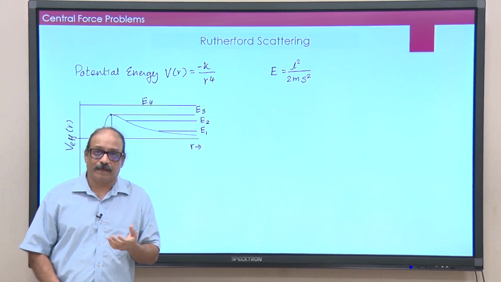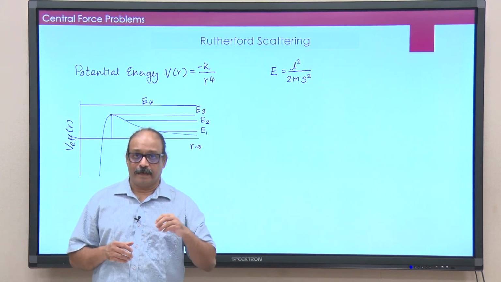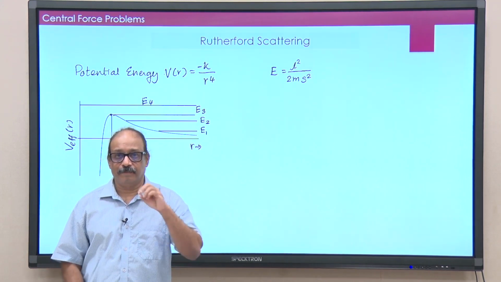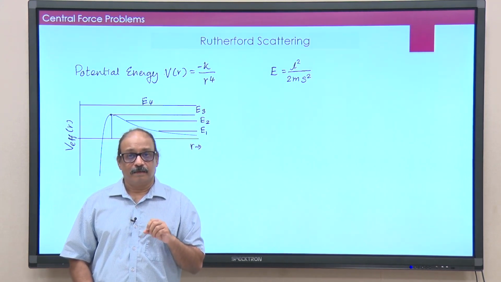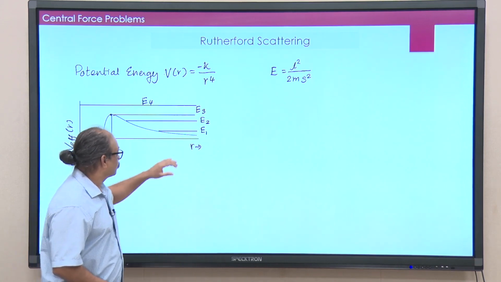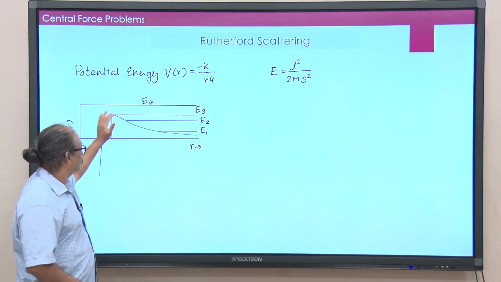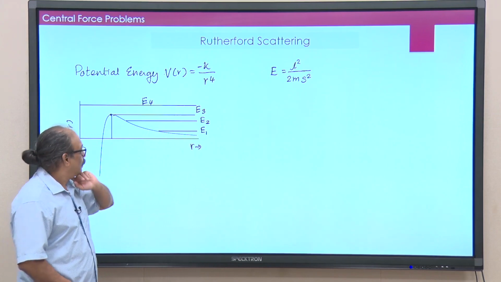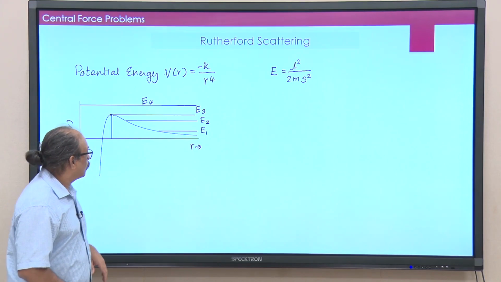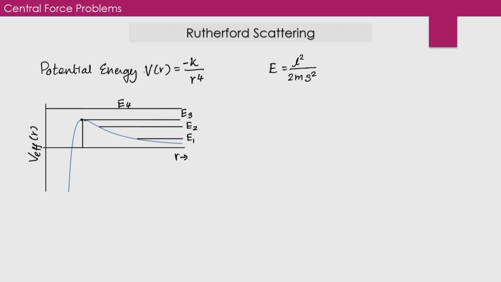There are two ways in which we can look at the problem. One is I can fix the angular momentum, that is basically fix the impact parameter, and then you change the energy. So, you fix the angular momentum, in which case this V effective graph is fixed, and then you change the energy. Now, let me look at what kind of trajectories you would get with this one.